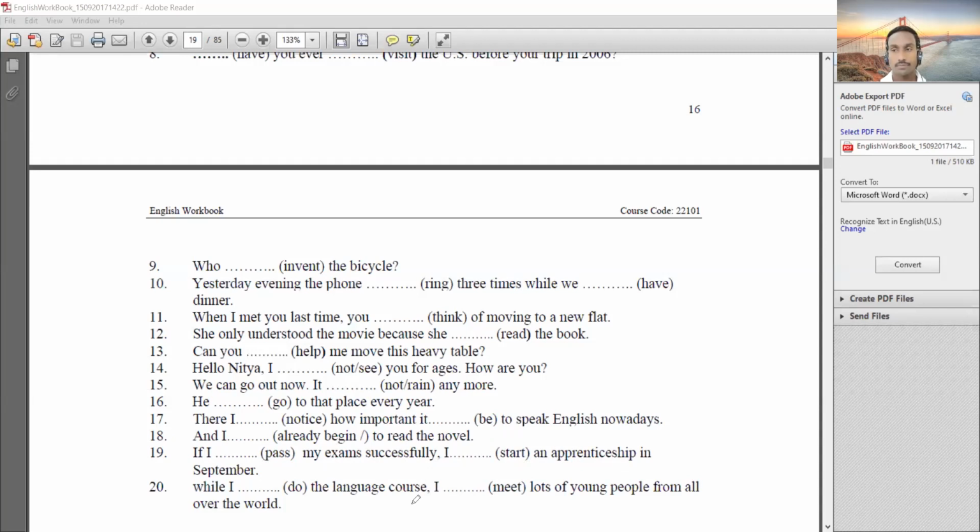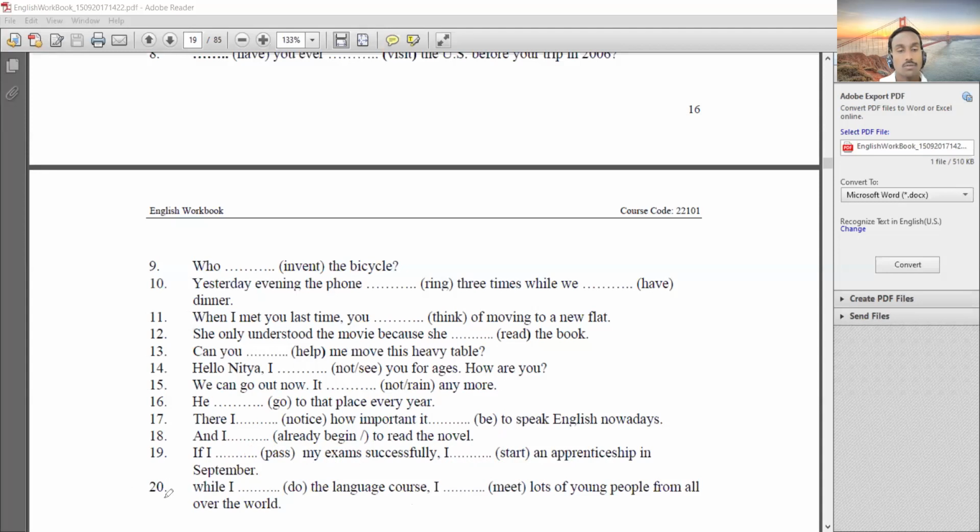"Passed my exam successfully, I will start." Passed, do you want to use it in past tense, passed? Pass as it is. Pass as it is, yes. So that's right. Here it should be as it is, no past tense. It should be, "If I pass my exam successfully, I shall start, or I will start an apprenticeship in September." Okay, simple present, simple future, like this you are going to use.